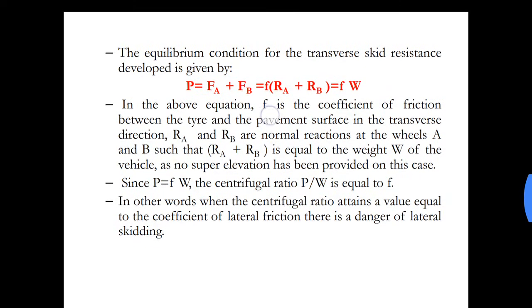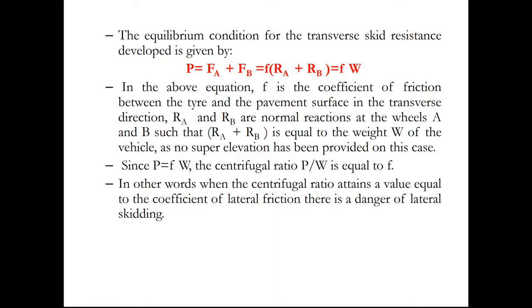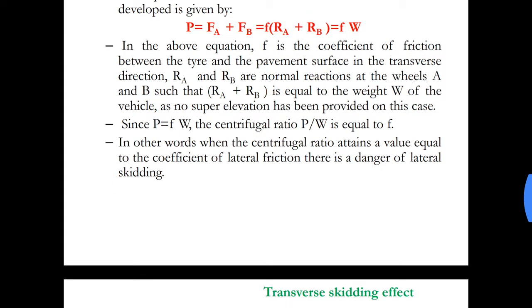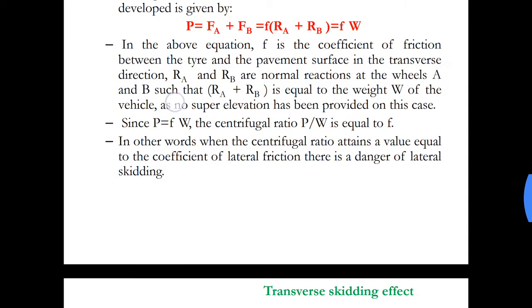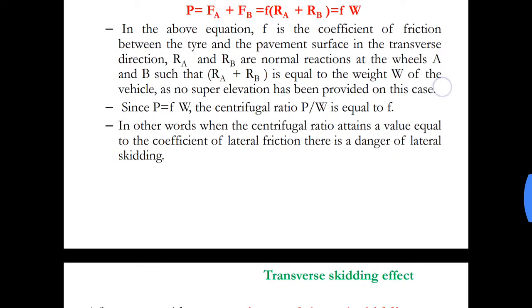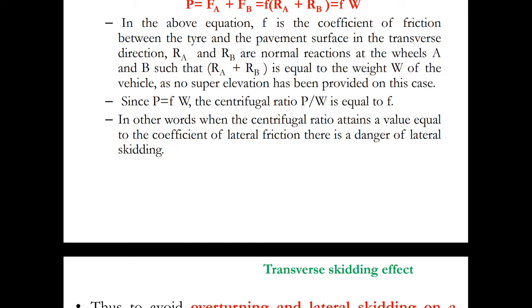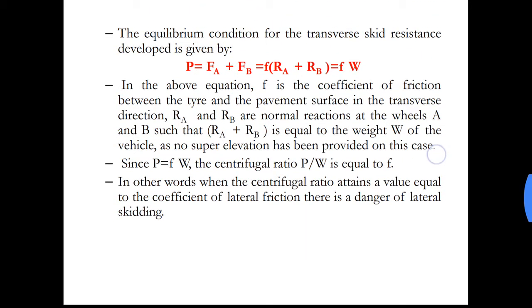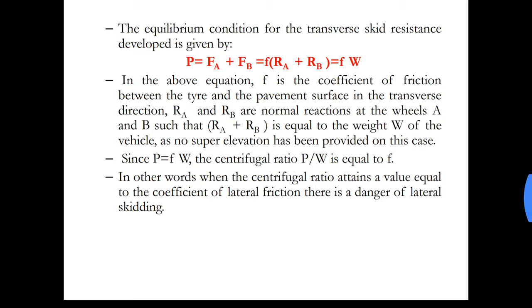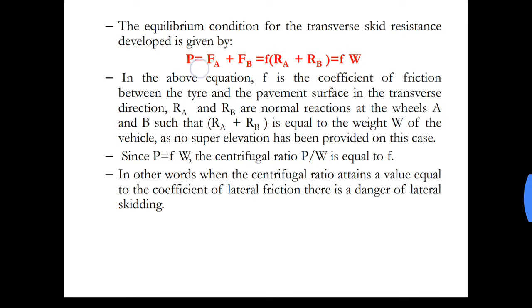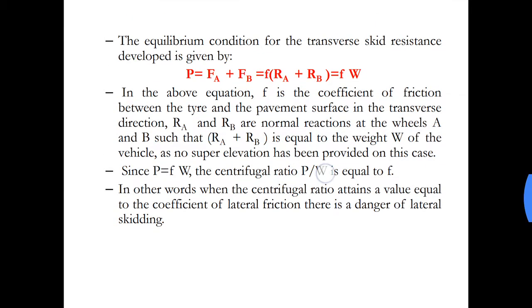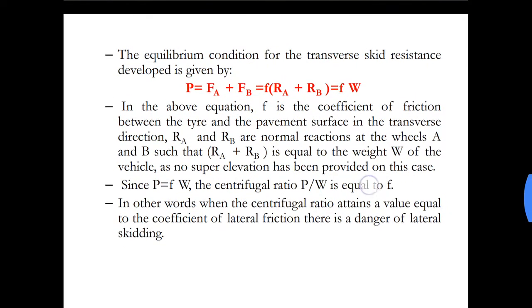In the above equation, f is the coefficient of friction between the tire and the pavement surface in the transverse direction. Ra and Rb are normal reactions at the wheels A and B, such that Ra plus Rb is equal to the weight W of the vehicle, as no super elevation has been provided in this case. Now, since P is equal to fW as obtained here, the centrifugal ratio, P by W, taking W to the other side, we get P by W is equal to f. So the centrifugal ratio is equal to f. This is the equilibrium condition.